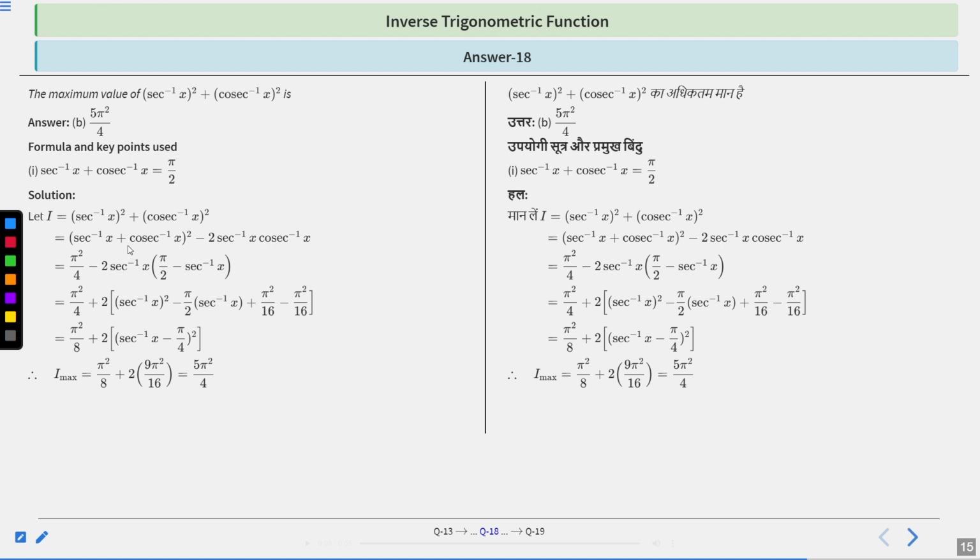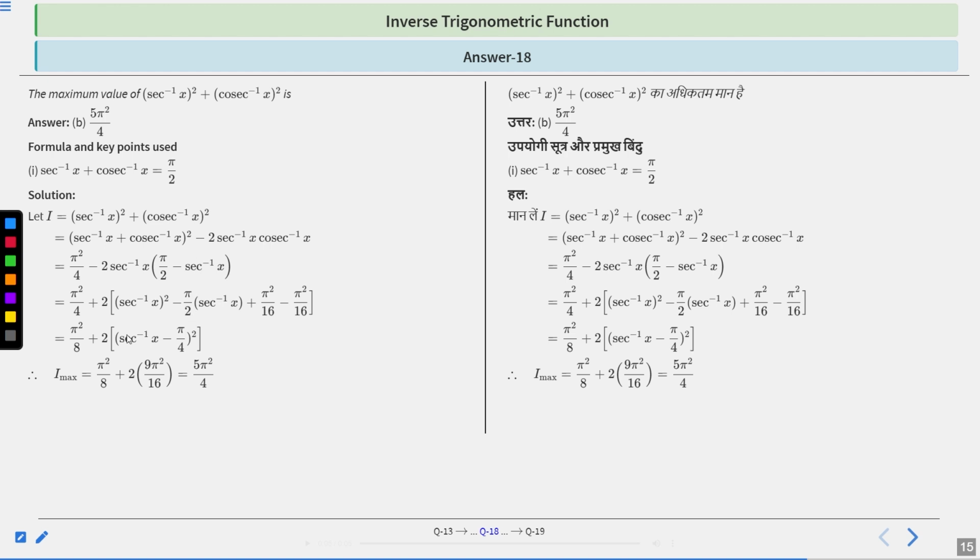Now we know that sec inverse x plus cosec inverse x is equal to pi by 2. Therefore, by putting the value of this as pi by 2, we got pi square by 4 minus 2 sec inverse x into pi by 2 minus sec inverse x, which is equal to pi square by 4 plus 2 times sec inverse x whole square minus pi by 2 sec inverse x plus pi square by 16 minus pi square by 16, right? Therefore, it is equal to pi square by 8 plus 2 times sec inverse x plus pi by 4 whole square, right?